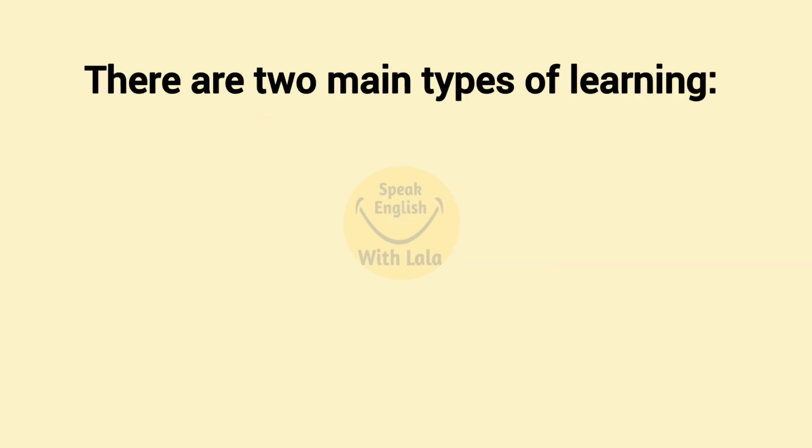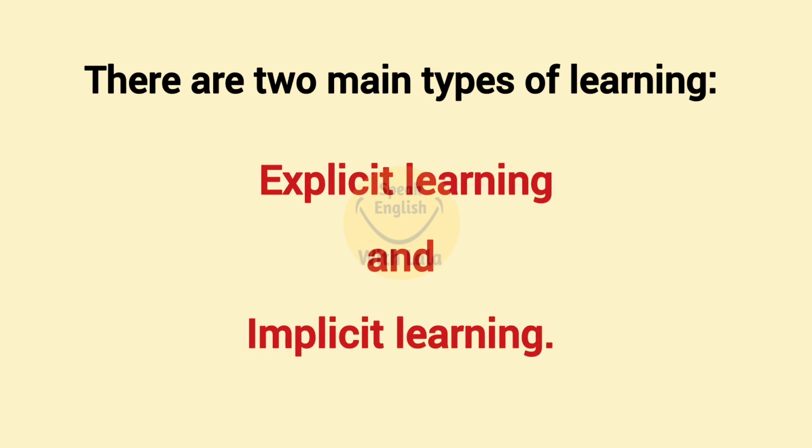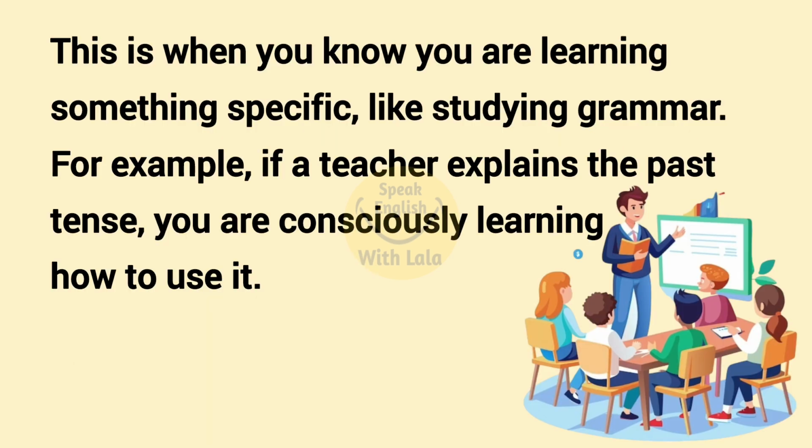There are two main types of learning: explicit learning and implicit learning. Explicit learning is conscious. This is when you know you are learning something specific, like studying grammar. For example, if a teacher explains the past tense, you are consciously learning how to use it.